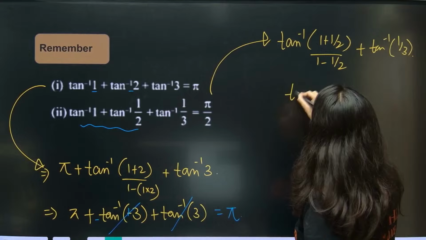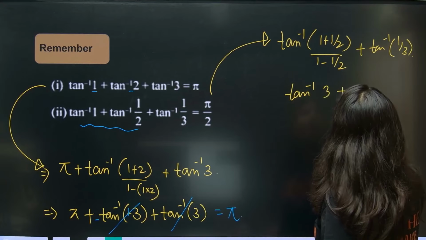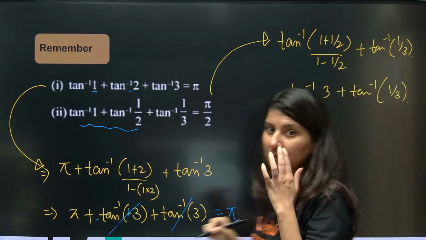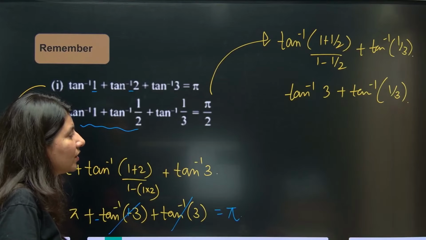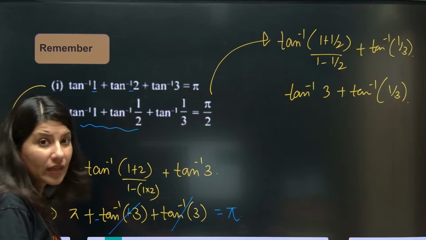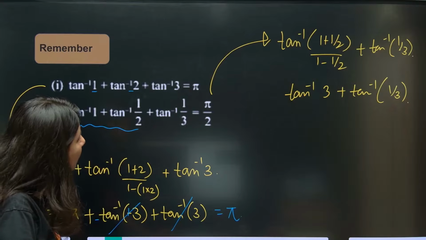Okay, so this is tan inverse, this is going to be 3 by 2 and 1 by 2, so 3, plus tan inverse 1 by 3. Okay, tan inverse 3 plus tan inverse 1 by 3. Okay, now understand. Correct? 3 by 2, 1 by 3.